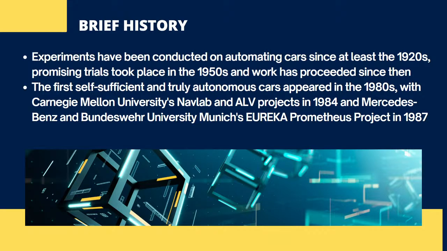In the 1980s, they actually implemented a real self-driving car with the Carnegie Mellon University Navlab and ALV projects in 1984, and Mercedes-Benz and Bundeswehr University in Munich with the Eureka Prometheus project in 1987. These are the two major developments in the 20th century. In 1984, the Carnegie Mellon Navlab and ALV projects implemented this autonomous vehicle, and in 1987 Mercedes-Benz and Bundeswehr University in Munich, Germany, combined to make another project called Eureka Prometheus.